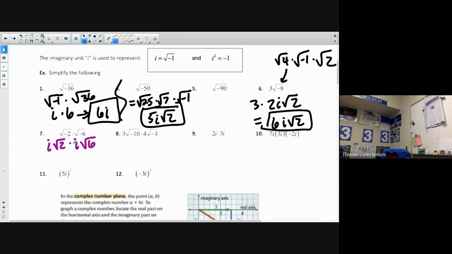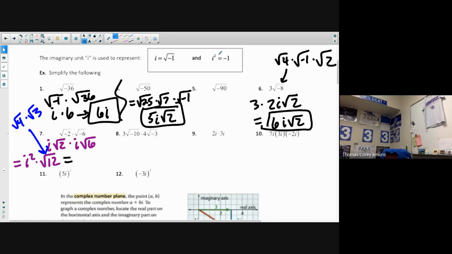Then we put these together, and i times i would be i squared times the square root of 2 times 6, which is the square root of 12. The square root of 12 can be simplified as the square root of 4 times the square root of 3.